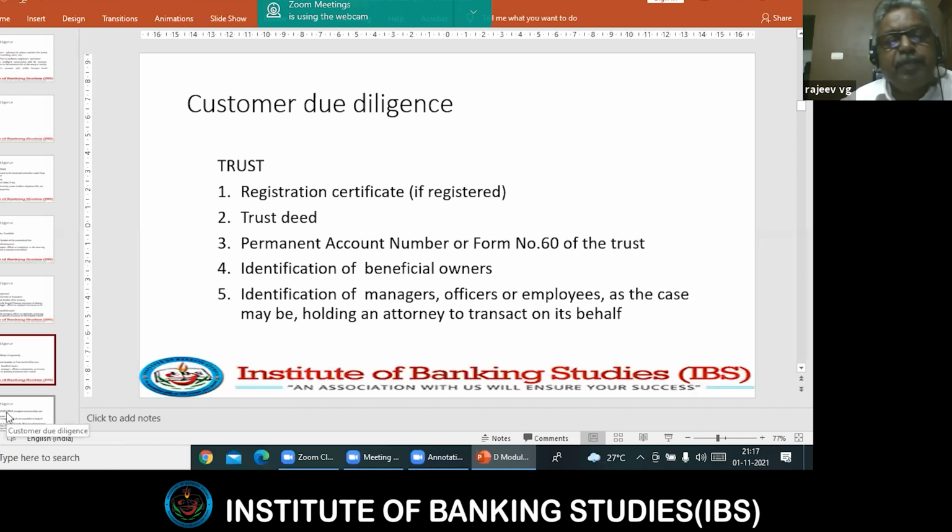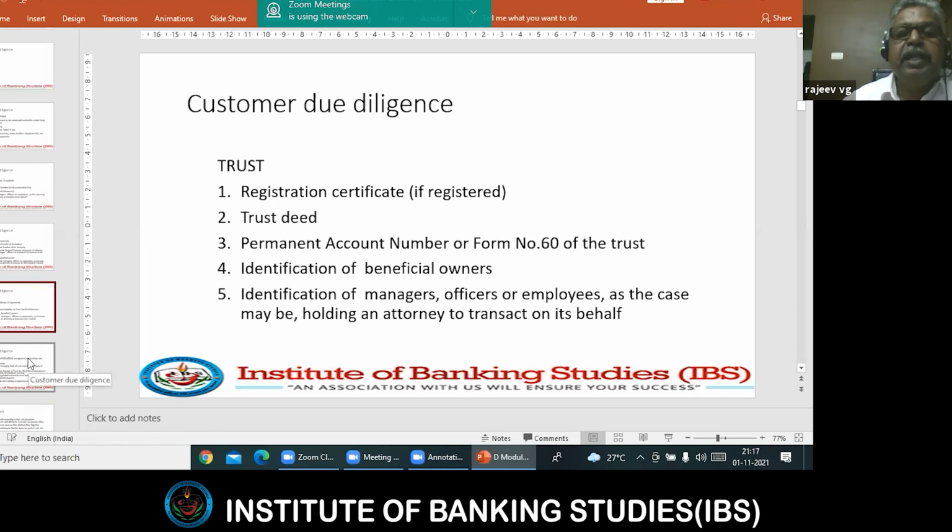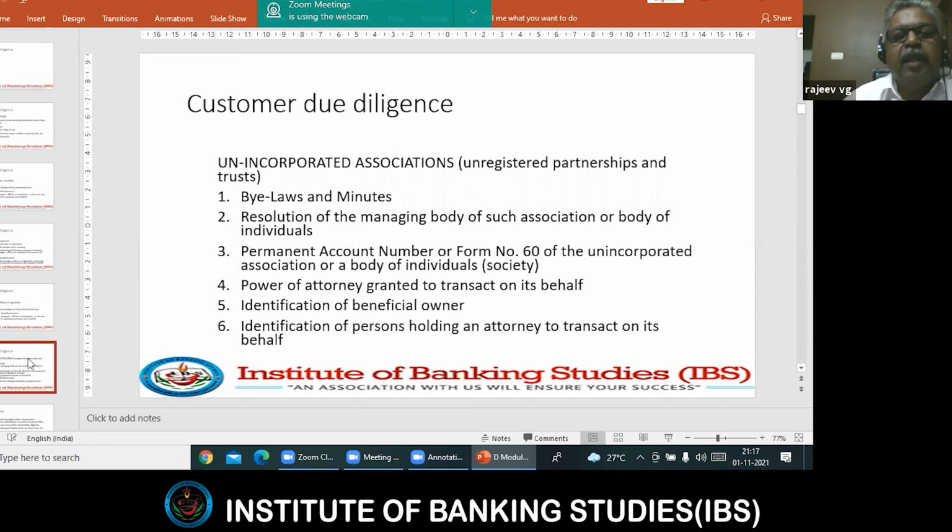Normally, in respect of trusts, there can be certain complications, and certain provisions which will not be familiar to the branches to understand. So, whenever a trust application is coming, branches will refer it to the law officer at the administrative office, and based on the directions by the law officer, the accounts are opened.